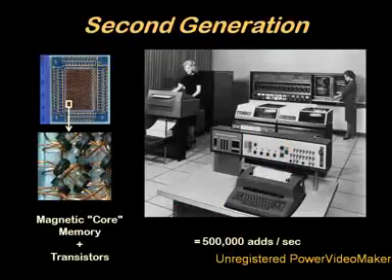That led to the second generation of computer technology, where, as you see, we're now up to about 500,000 adds a second. Now, we weren't yet using transistors for memory, because transistors have this problem that they don't remember anything if you turn the power off. Just like a lot of memory today, it's built out of transistors, does not remember anything after you turn the power off. So instead, magnetic core memory was used instead.